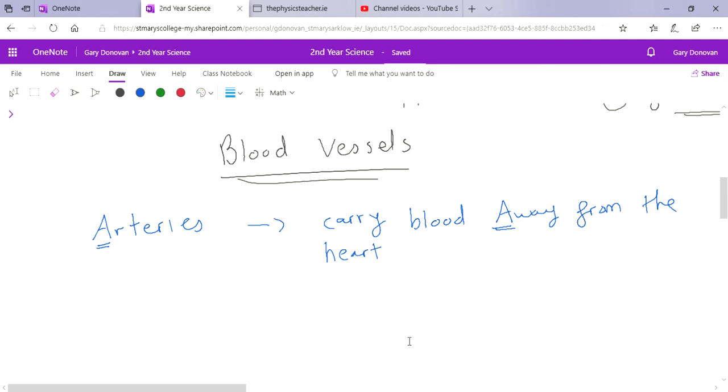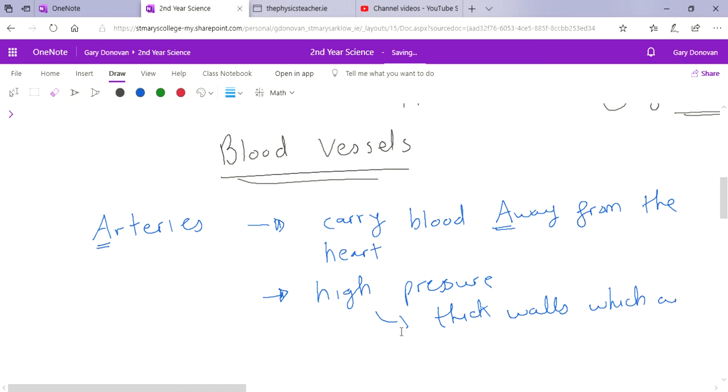Because they're carrying blood away from the heart and the heart is pumping that blood, there's a lot of pressure in arteries. There's high pressure. It's high pressure blood flowing, or high pressure fluid. So for that reason, they have very thick walls to withstand this high pressure. Thick walls which are strong to withstand the pressure.